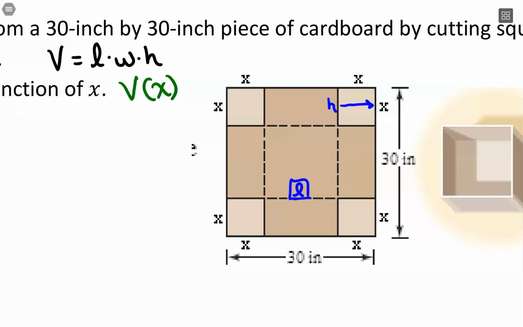So notice that length here is just this kind of shorter piece of the box. So what we have is this overall 30 inches, but then I need to take away x and take away x. So this length here is being represented by this overall length of 30, but take away 2 x's, so that we just get this shorter piece here.